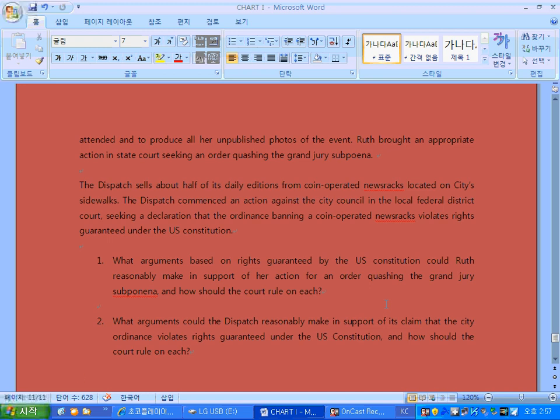Dispatch may raise an equal protection issue based on the 14th Amendment. The equal protection clause requires that the laws be applied equally to all. Dispatch will argue that by prohibiting only coin-operated news racks while allowing news racks for free publications, the ordinance discriminates arbitrarily against owners of coin-operated news racks. Classifications which do not involve race or gender must meet a rational basis test and will be upheld unless there is no rational relationship to any conceivable legitimate governmental interest.